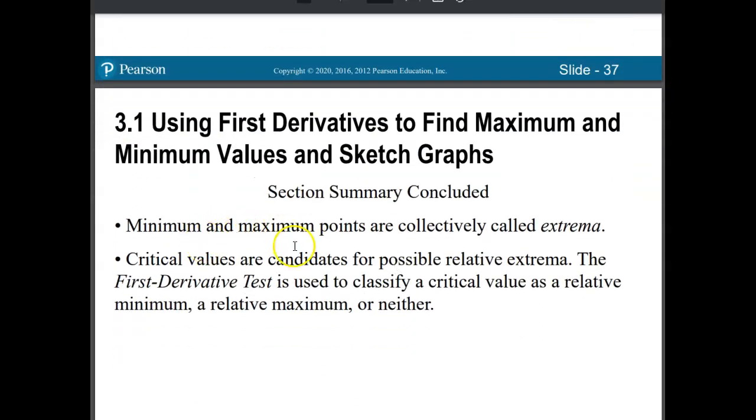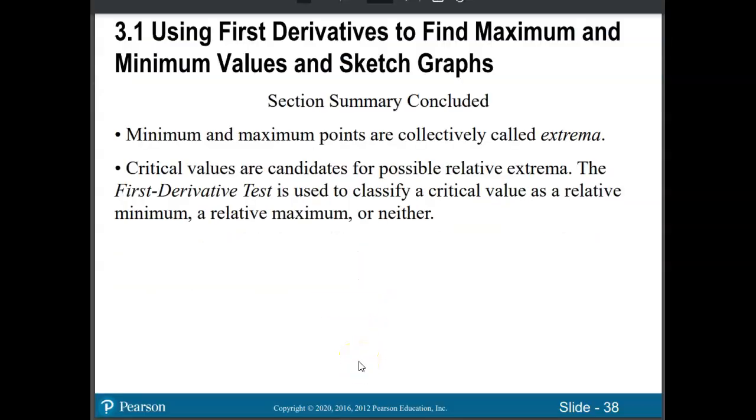Minimums and maximums are collectively called extrema, so that term extrema refers to both. Critical values are your candidates for possible relative extrema. The first derivative test is used to classify them as a max, a min, or neither with the chart. All right, so that is the end of 3.1. There's a lot going on there, but it's applied concepts from ways you can use the derivative to look at function behavior.